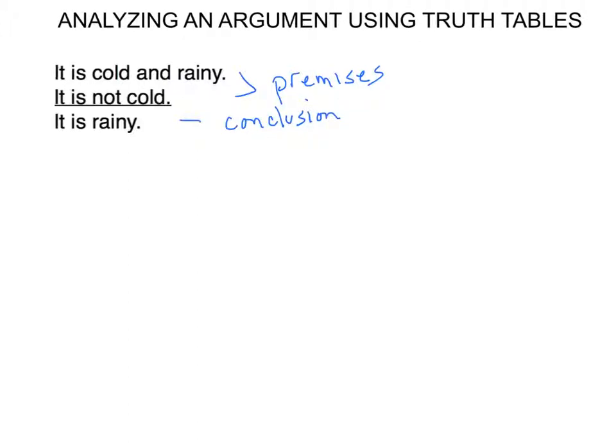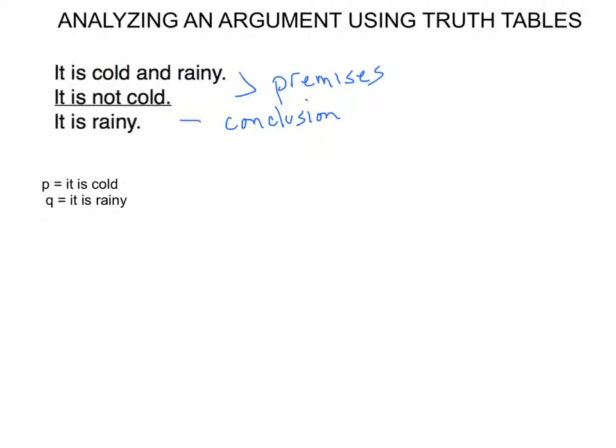In order to analyze this truth table, we need to assign values to the different statements so that we have something to create a compound statement from. So we're going to let P be the statement, it is cold, and we are going to let Q be the statement, it is rainy.